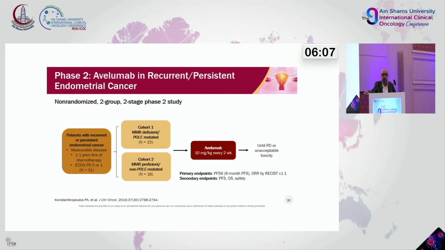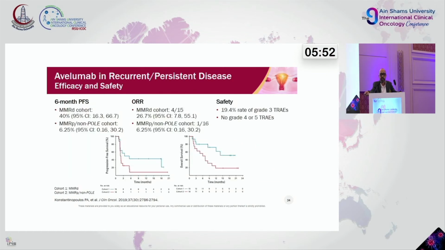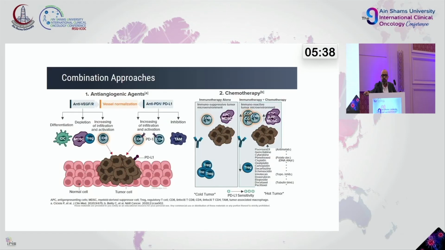Again, here we have a phase 2 trial: cohort 1, mismatch repair deficient and poly-mutated, and cohort 2, mismatch repair proficient and non-poly-mutated, who will receive avelumab 10 milligram per kg every 2 weeks until progressive disease. The 6-month progression-free survival in the mismatch repair deficient cohort was 40%. Overall response rate was 26.7%, and regarding safety, there was a 19.4% rate of grade 3 treatment-related adverse events.